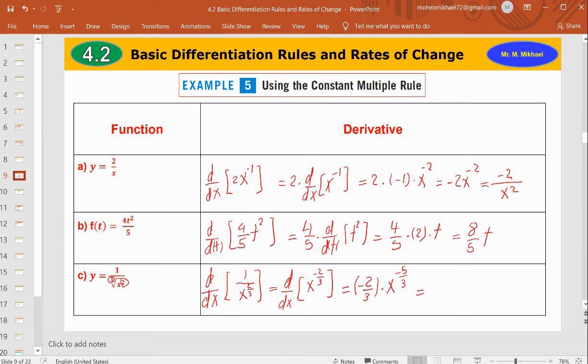I get the derivative of the function, but actually it is not in the simplest form. I need to get this negative exponent down in order to be in the simplest form. So I'm going to keep the -2 up and put the 3 down, and the x to the power -5 over 3 on the top will be x to the power +5 over 3 at the bottom.